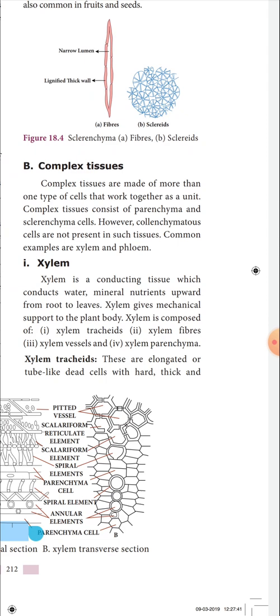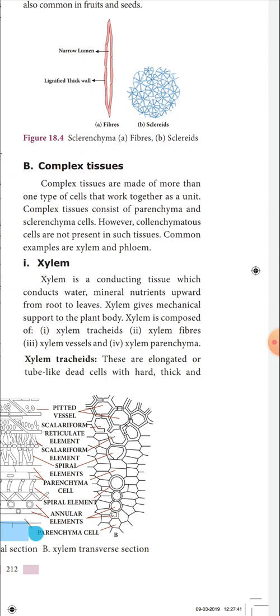Okay, children. Let's see about xylem. Xylem is a conducting tissue which conducts water, minerals, and nutrients upward from root to leaves, and xylem gives mechanical support to the plant body. So, what is xylem, and what is its function? Xylem is a complex tissue and its function is conducting water, minerals, and nutrients upwards from root to leaves, and it also gives mechanical support to the plant body.